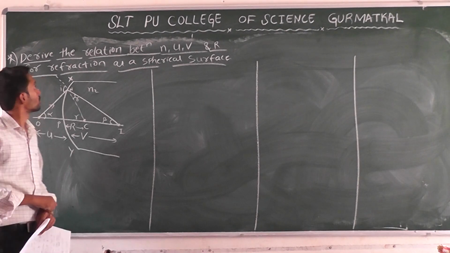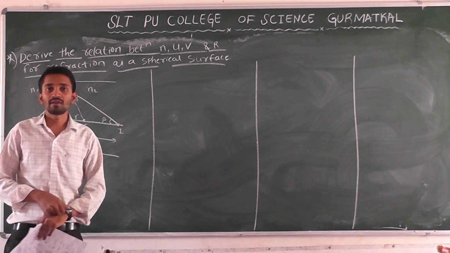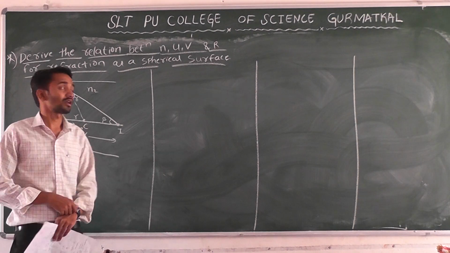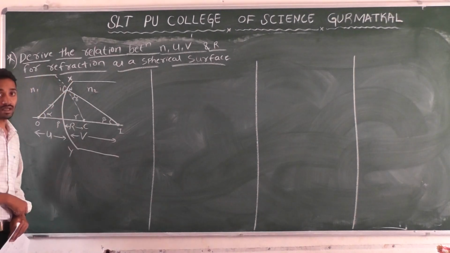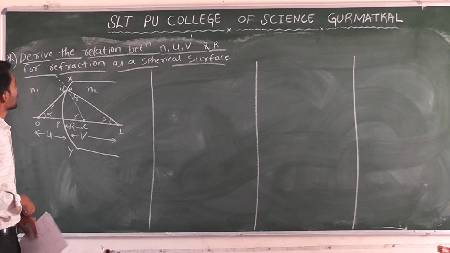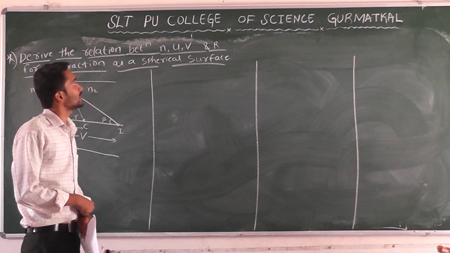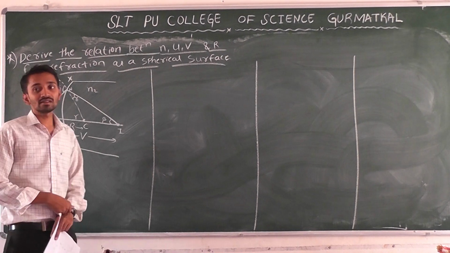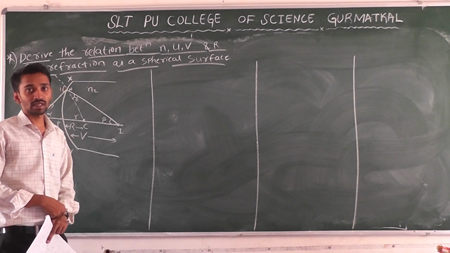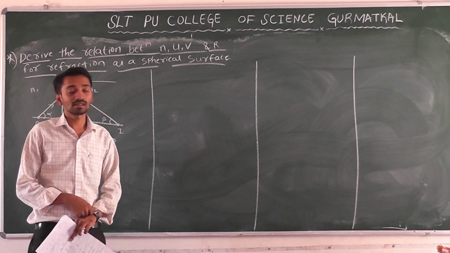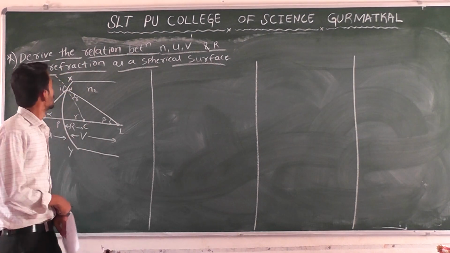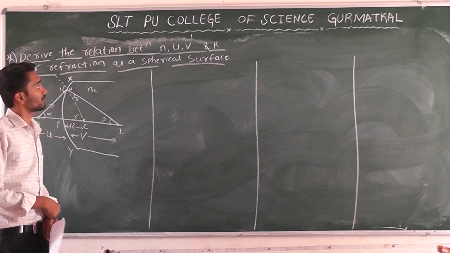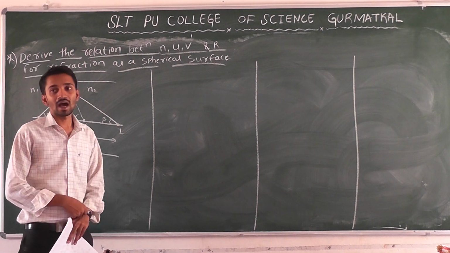Okay, last class we studied total internal reflection and its applications. In this class we are deriving the relation between n, u, v and R for refraction at a spherical surface. n means refractive index, u means object distance, v means image distance, R means radius of curvature.